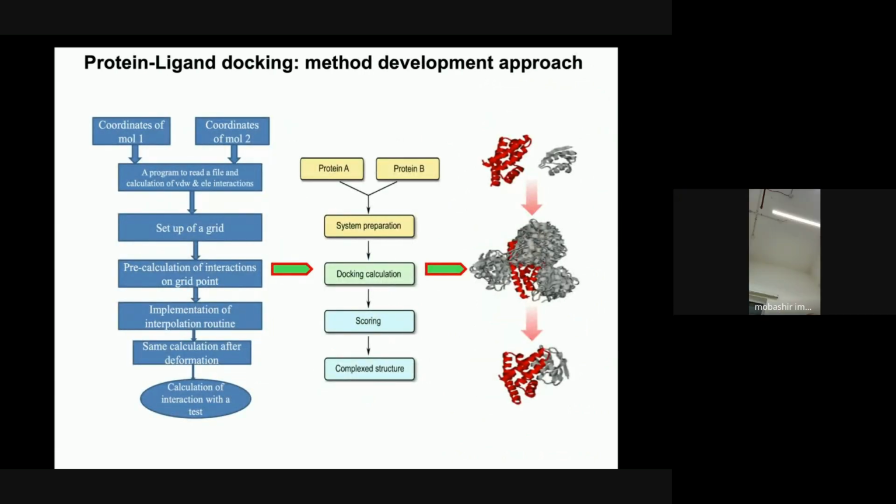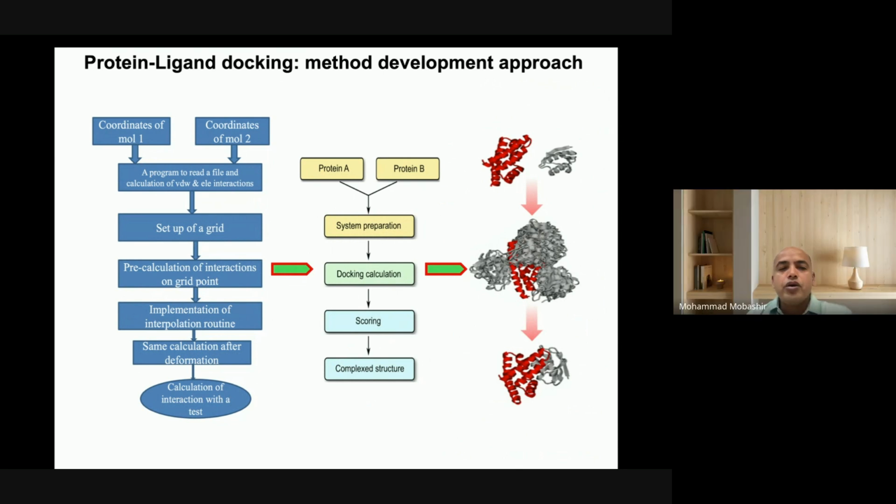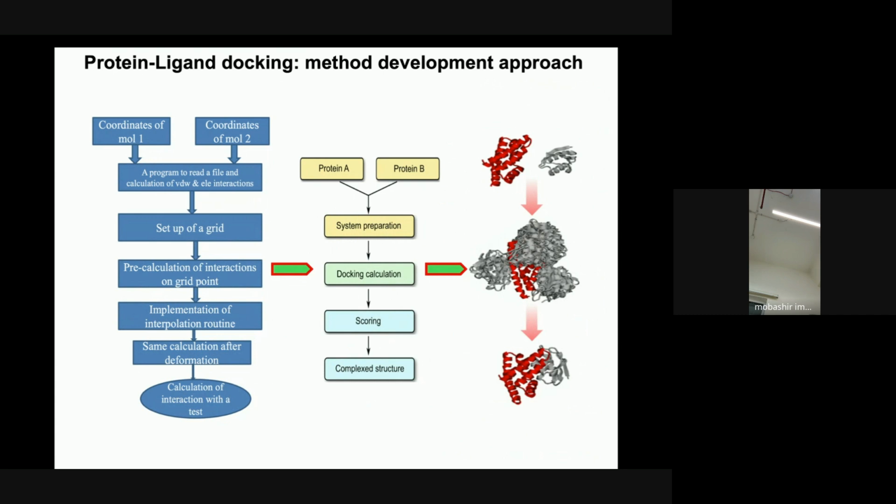Now, this is the figure or layout to represent both the cases when you are developing software for docking. On the left side of the figure, we collect the coordinates of both the molecules, protein and ligand, by using a program, and then go for grid setup, then pre-calculation of interactions for each grid point, interpolation, then repetition of the calculation after each conformational change or deformation, then finally implement it for any kind of test run.